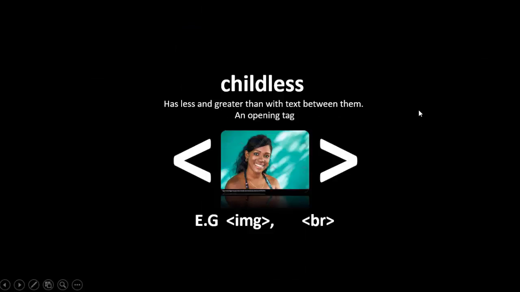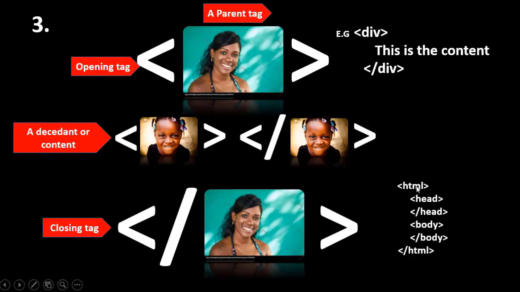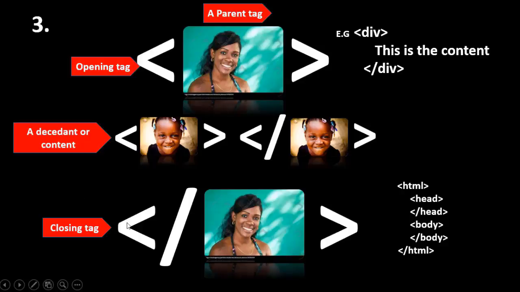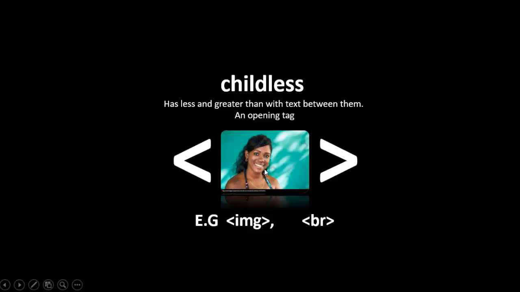For instance, the line break tag and the image tag. Any HTML tag with only opening tag cannot have descendants. Children, you can see this code. HTML has two children, head and body. That means we nest head and body in HTML tag. But if it does not have this closing tag, that means it won't be able to include these children in it. So any HTML tag that only has an opening tag cannot have descendants.